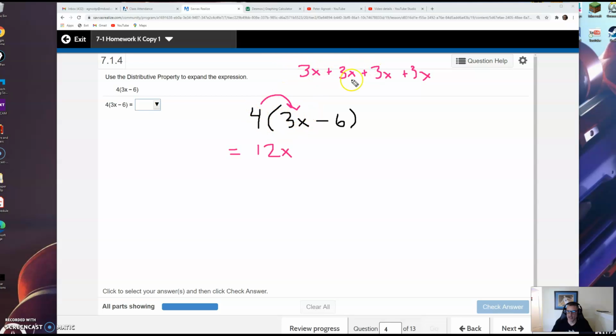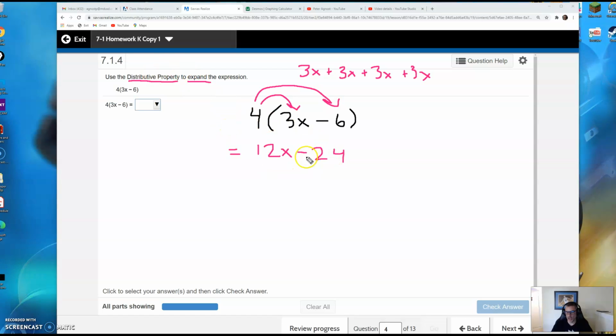That's what this first arrow is telling us, that I have 3x's 4 times. So there's 3x's, there's 3x's, there's 3x's, and there's 3x's. And if you add up all these x's, you're going to get 12x's. Minus, and then 4 times 6 is 24. So when it says use the distributive property to expand, right? Expand means using the distributive property. We're going to get 12x minus 24.